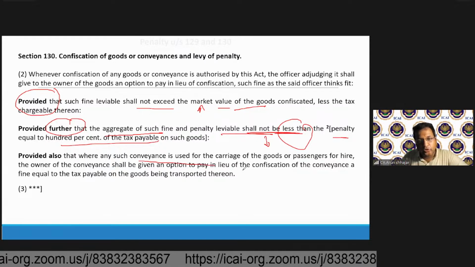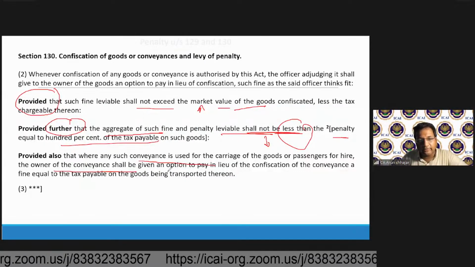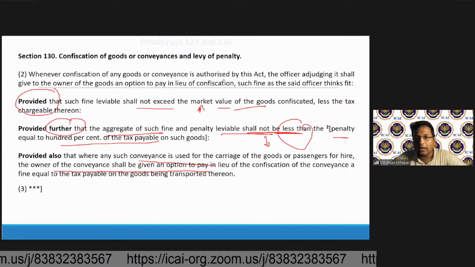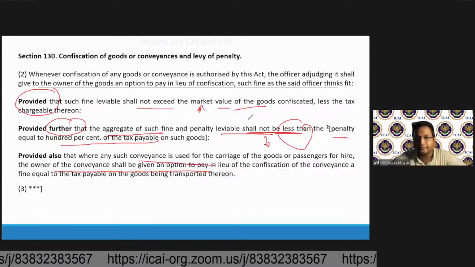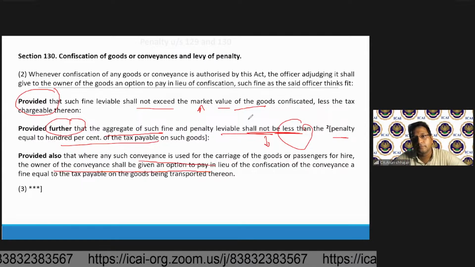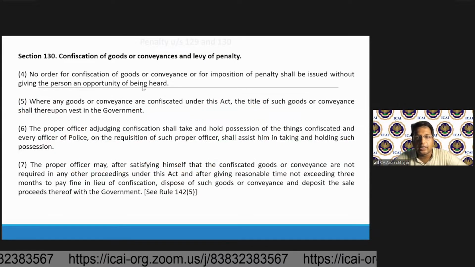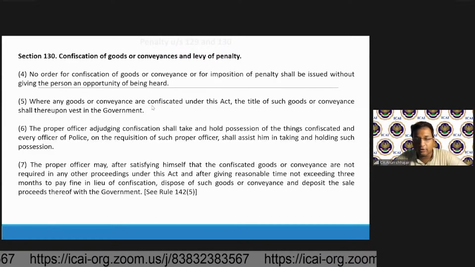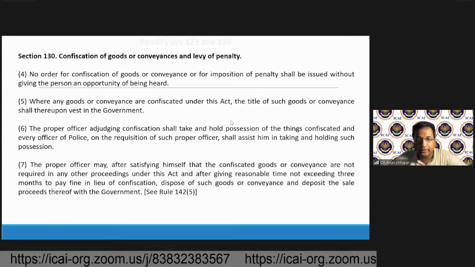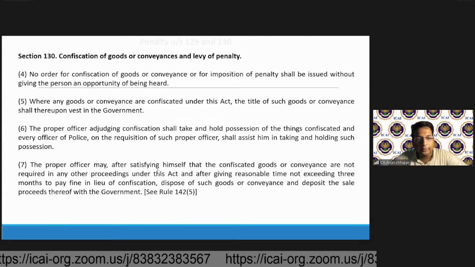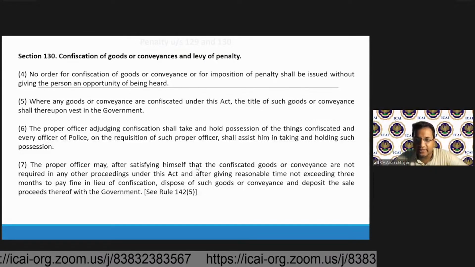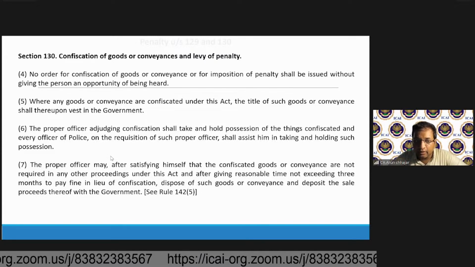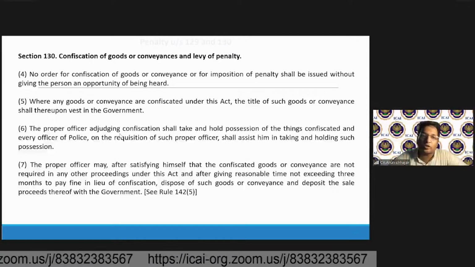Provided that where any conveyance is used for the carriage of goods for hire, the owner of the conveyance shall be given an option to purchase that conveyance after making the payment of redemption fine. Again, an opportunity of being heard will always be given. When a conveyance is confiscated, title is vested with the government. The proper officer may, after satisfying himself that the confiscated goods or conveyance are not required in any other proceeding, and after giving reasonable time not exceeding 3 months to pay the fine, dispose of the goods or the conveyance.